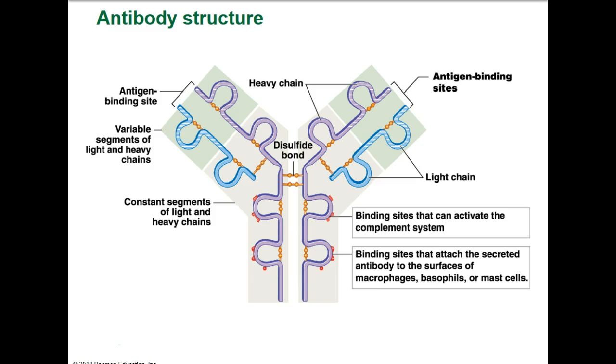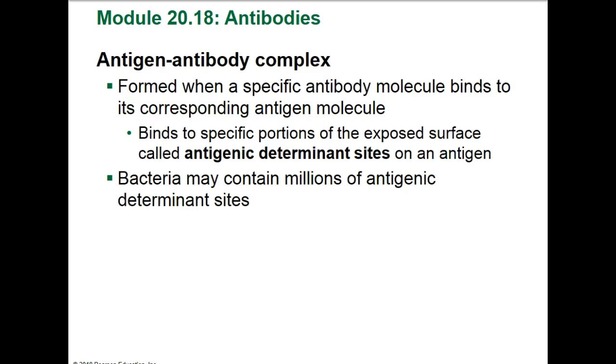So this is what it looks like. It's kind of like a Y. This is the antigen binding site. This is the part that has the variable segments. So this part is the part that is always different based on whatever antigen it recognizes. That's the different part. This is the constant segment. And really, this is the binding site that activates complement that we talked about earlier, which is that cascade of chemicals that perforate cells. And also, this is the binding site for macrophages, basophils, mast cells.